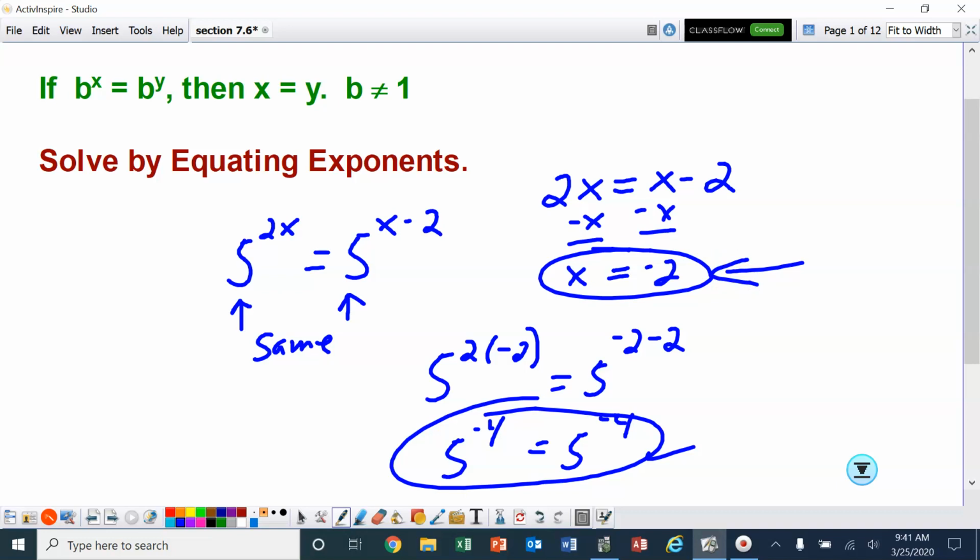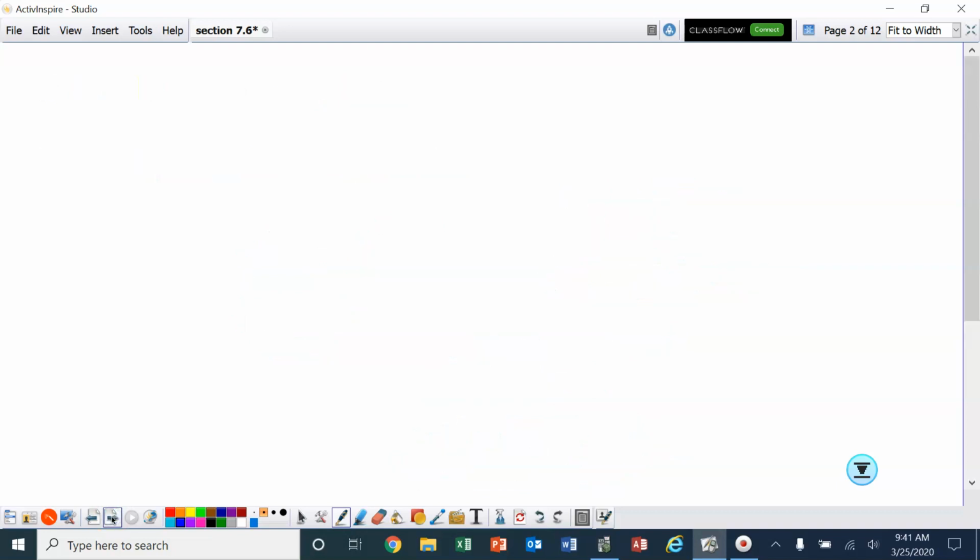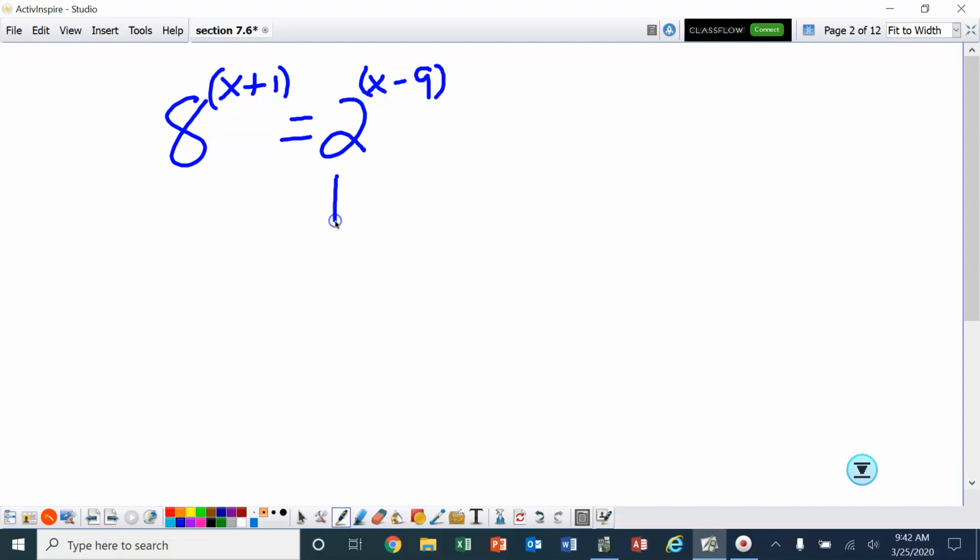Now, that's when the bases are already the same. But what if they are different, like in this problem? Let's say we have 8 to the x plus 1 equals 2 to the x minus 9. Since the exponent has two terms in it, I'm going to put parentheses around those because it might help out later on. So we have different bases in this case. We've got a 2 and we've got an 8.